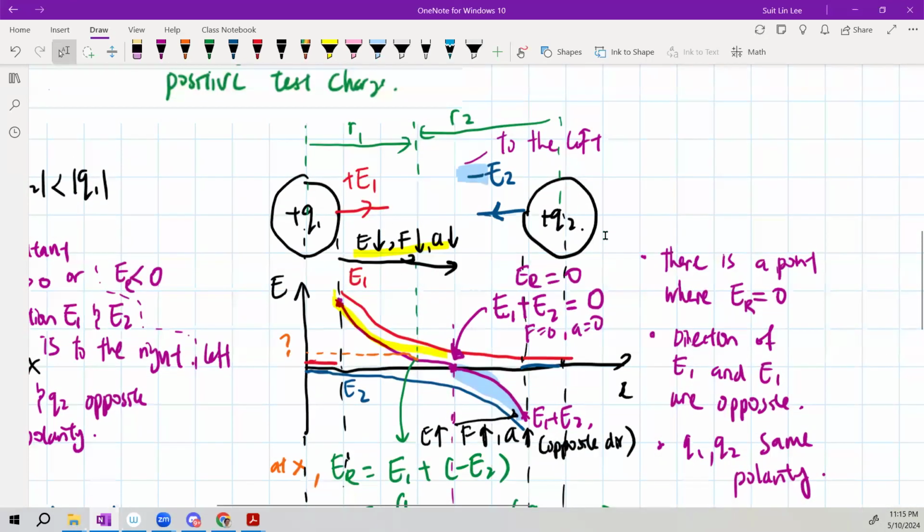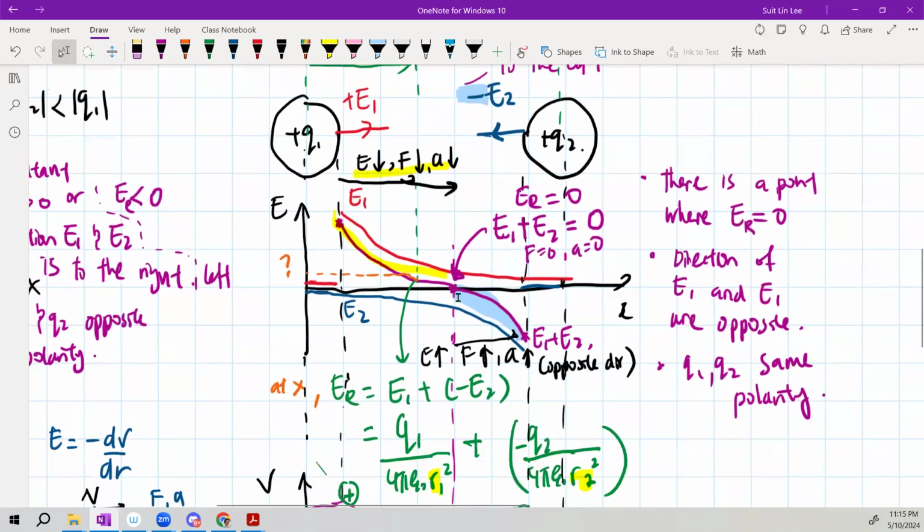Meaning now I have two positive charges, and the same will apply to two negative charges as well. You can try out the same analysis. If the charges are both the same polarity, if you look at the field between them, they will be in opposite directions. Because E1 will want to go outwards, E2 will also want to go outwards. But if they both want to go outwards, this means E2 is negative because it's to the left. So surely there will be a point where they cancel, where the resultant is 0.